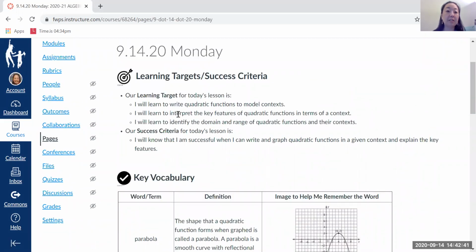All right, so again, today's learning targets. I'll learn to write quadratic functions to model contexts. I will learn to interpret key features of quadratic functions in terms of a context. We kind of did that with the pennies, remember? Yep. And I'll learn to identify domain and range of quadratic functions in their context. We did the domain and range for the linear stuff. We did not yet do it for the quadratic. So we're going to be working on these last two right now to finish it up.